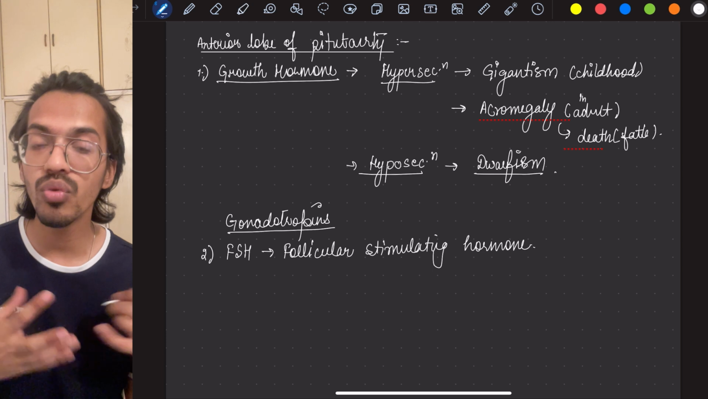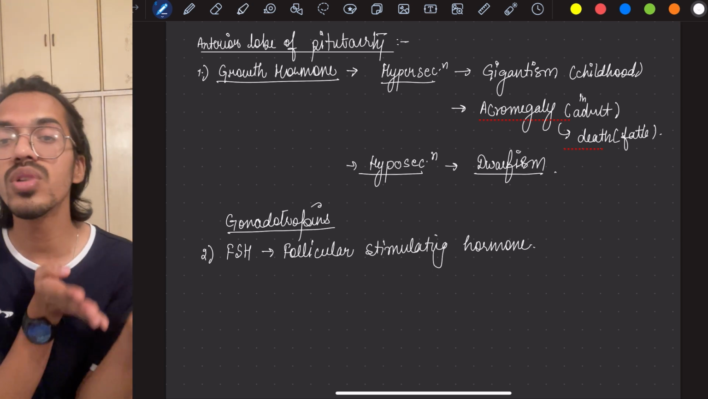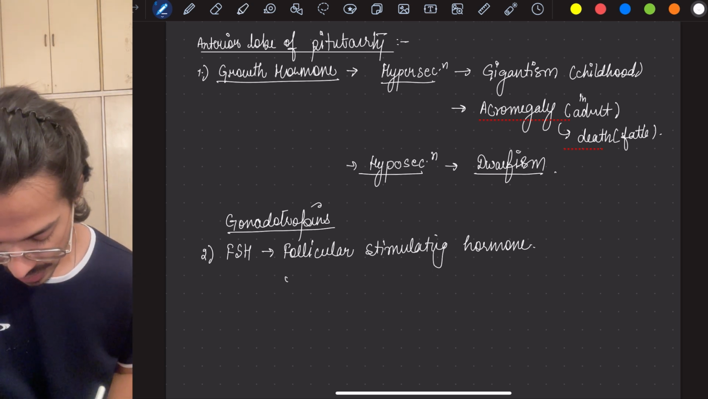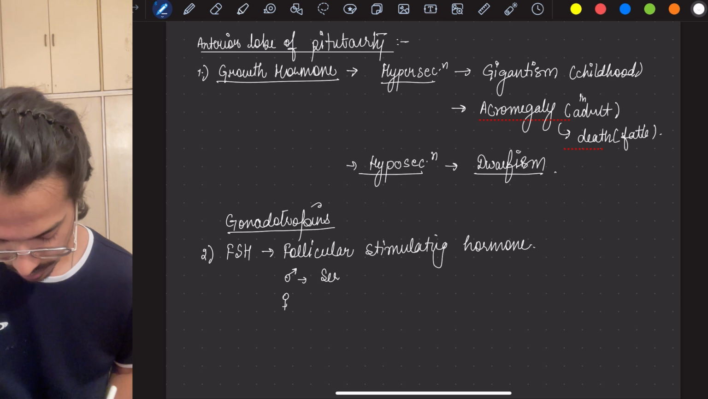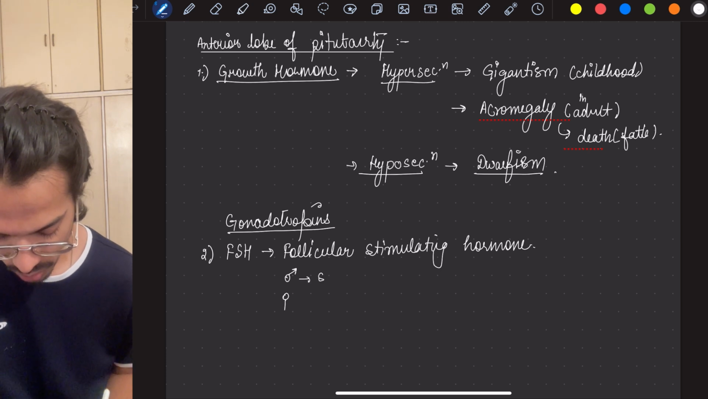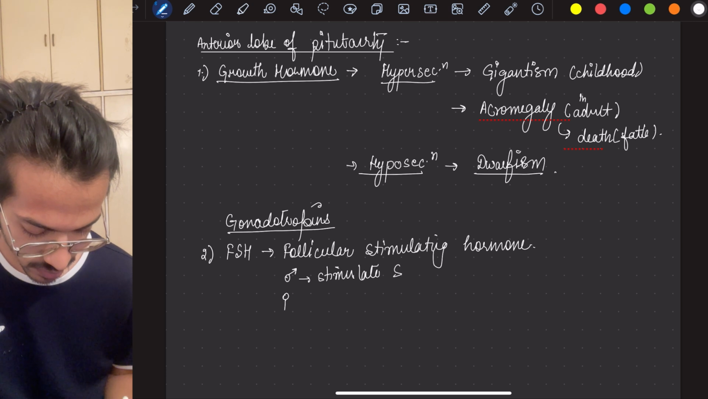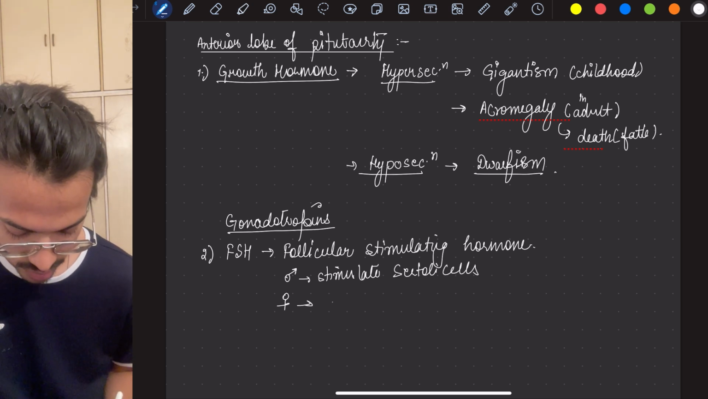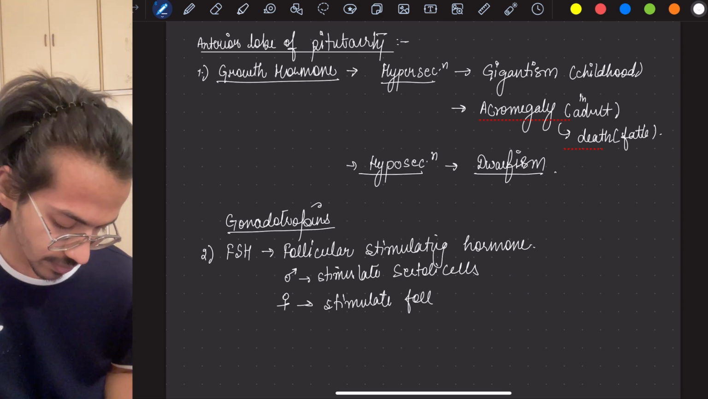What does this help in? It stimulates the follicles in the female and it stimulates the Sertoli cells in the males. So in males it stimulates Sertoli cells, and in females it stimulates follicles. So it does follicular development.